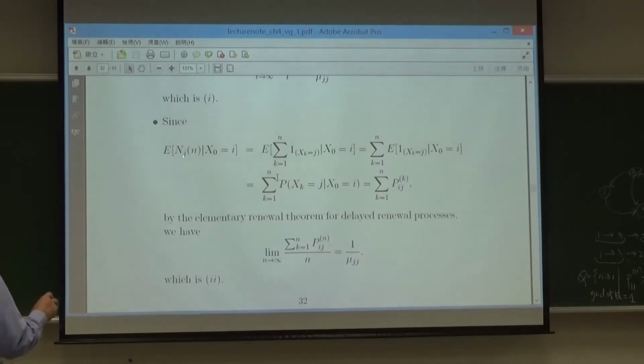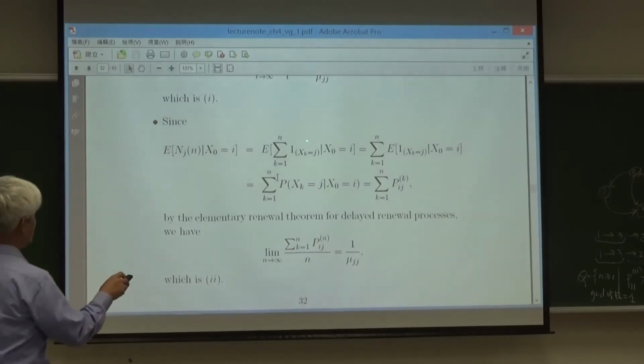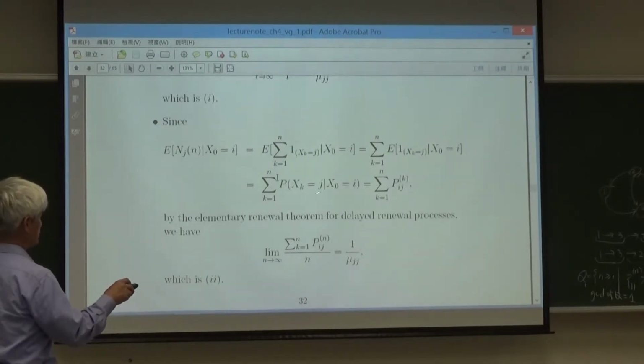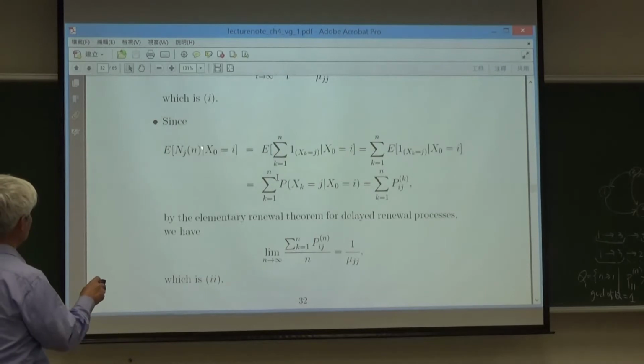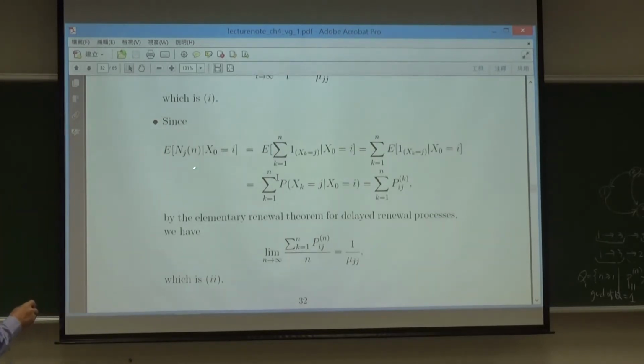Now, this is the total number of visits to state j up to time n. By the indicator we know here, this is actually this probability. Basically, we developed these equations before. Anyway, by the elementary renewal theorem for the delayed renewal process, we know this one. The elementary renewal theorem is just the expected version of the renewal theory. So this is the expectation of Nj.